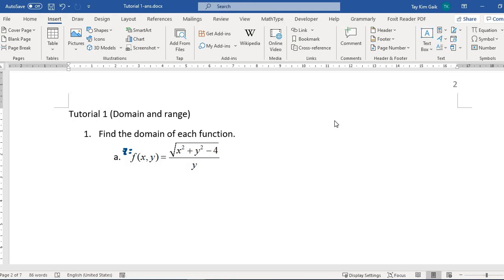To find the domain is actually the set of inputs for this function of two variables. The inputs are x and y, so the domain is the set of x and y that makes the function defined. The range is the set of the z values.